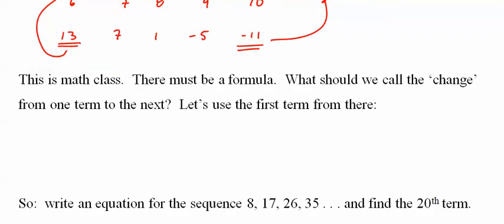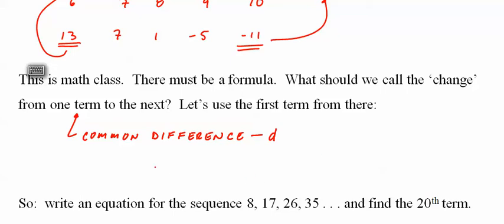So it's math class. It's an arithmetic sequence. It's got to be a formula. What do we want to call the change from one term to the other? We'll call it a common difference. We'll give it the letter D. And we notice that we just subtracted that one, but we'll also notice that there was no change for the first term, so we have to account for that.